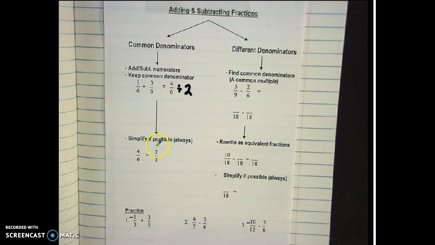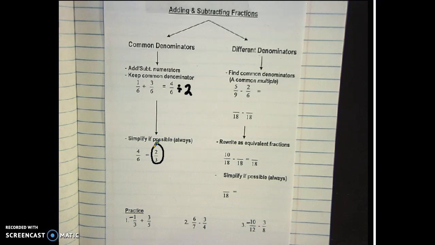4 divided by 2 is 2. 6 divided by 2 is 3. So your simplified answer is 2/3. If you have different denominators, then you have to find the least common multiple to find the common denominator. If you don't find the least common multiple, that's okay. If you find a bigger number, you can always simplify later.